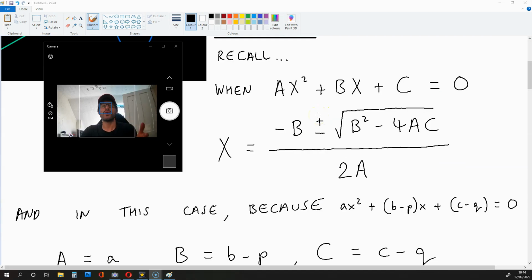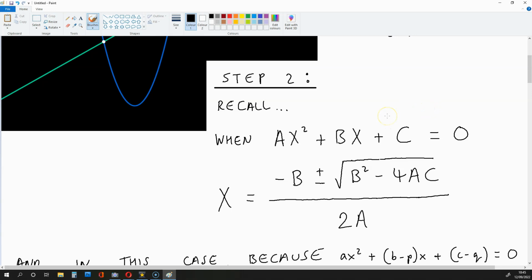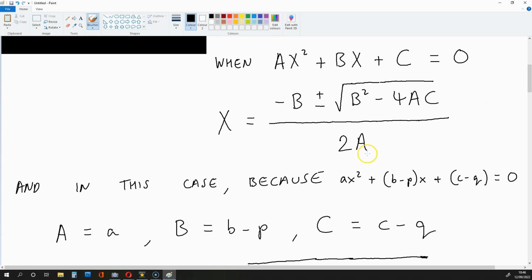So now recall with the quadratic equation, when ax squared plus bx plus c is equal to 0, x is equal to minus b plus or minus the square root of b squared minus 4ac over 2a. Now using this logic, we can apply it to this equation over here to isolate x.